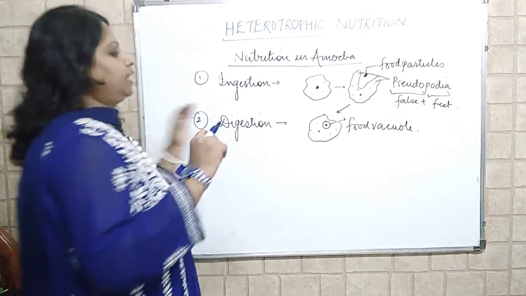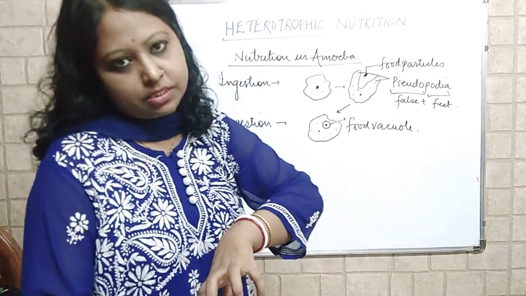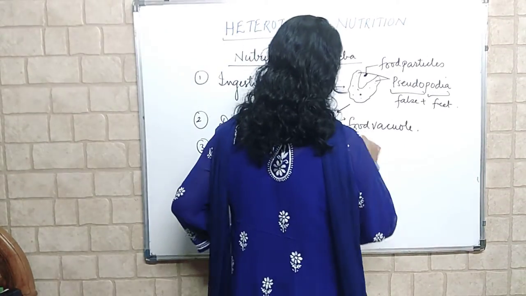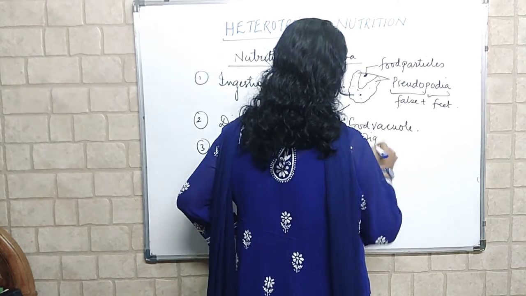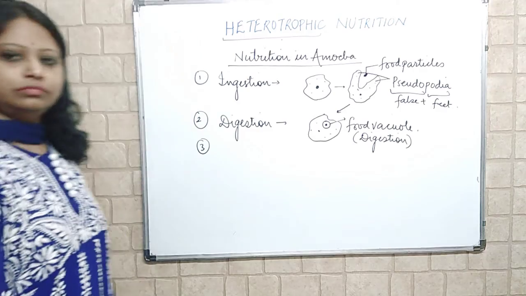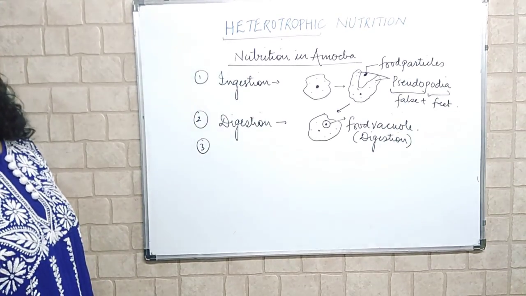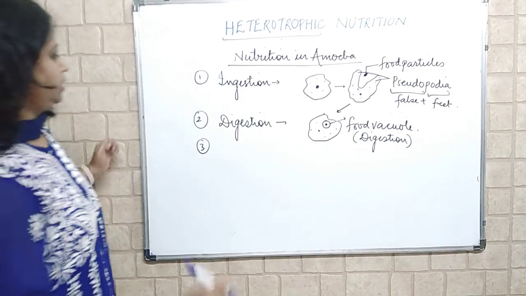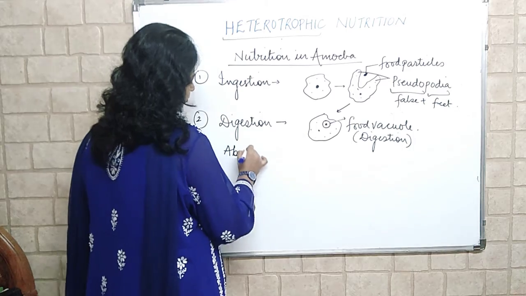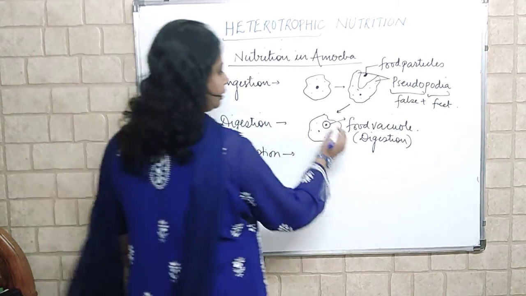Digestion is the breaking down of this food particle, a complex substance, into a simpler substance. That will take place inside the food vacuole. Inside the food vacuole, the process of digestion will take place. Whatever is a food particle will be broken down there into much simpler substances. Then it will be absorbed. Absorption of food will take place.